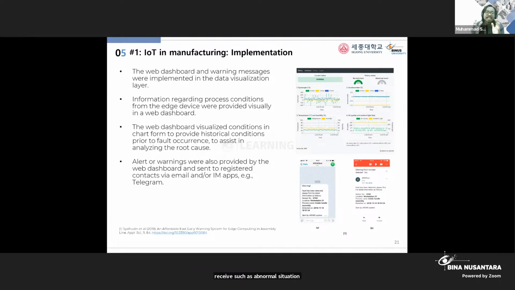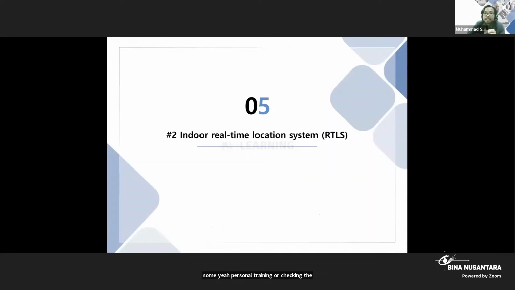If the worker did something out of the SOP, then our system can detect it in real time and give some warning or alert notification to the manager, and eventually the manager can check the site and, for example, give some personal training, or check the site in real time.